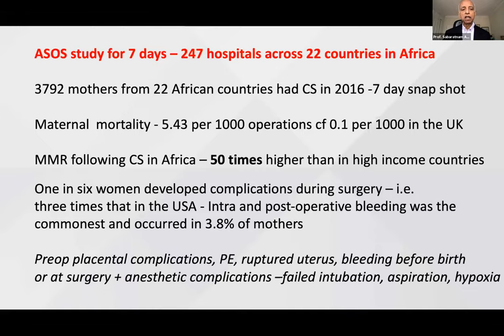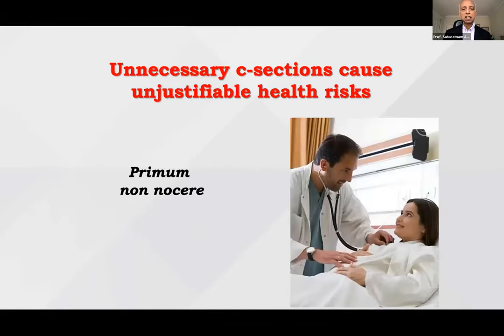But we have to remember that in Africa, there are also pre-delivery complications like preeclampsia. They might have come for bleeding and abruption, and there have been anesthetic complications as well. So there might be other compounding factors, but nevertheless, it's not a figure to forget, 50 times higher maternal mortality. So we have to use it sparingly. And in developed countries, the placenta accreta spectrum disorders are causing more mortality and morbidity because of cesarean section. So our motto as doctors should be that unnecessary C-section causes unjustifiable health risk, and primum non nocere. So don't do any harm and do good.